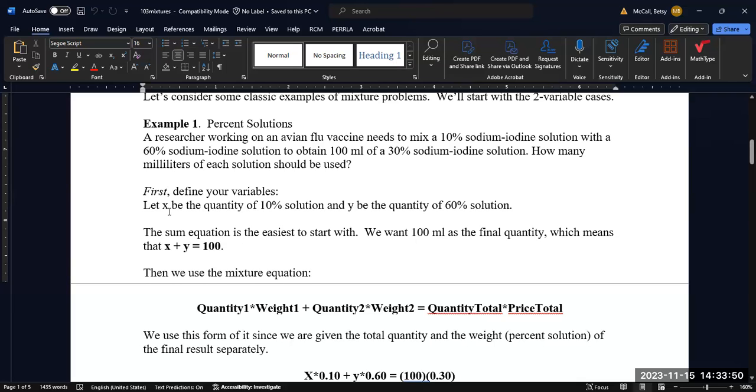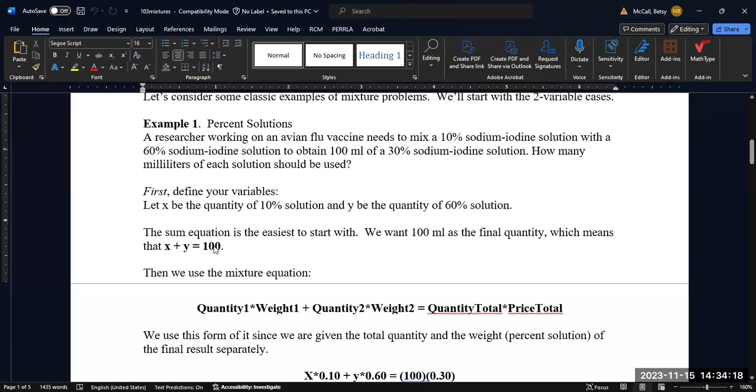So always define your variables. It will make much more sense later when you try to explain what the equation is doing. Here we're going to let X be the quantity of the 10% solution, and Y is the quantity of the 60% solution. Those are the 2 things we're mixing together. What we know is that when we mix these things together, we want to end up with 100 milliliters. So X plus Y is 100. That's our equation number 1.